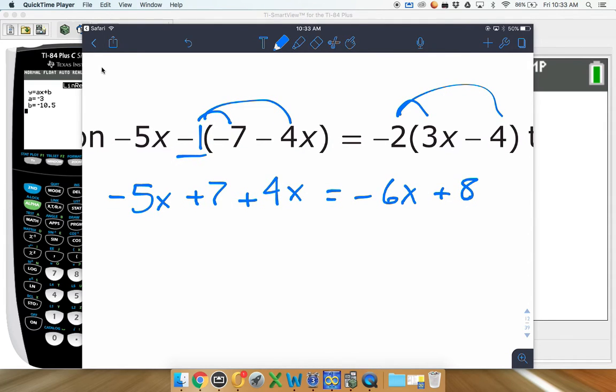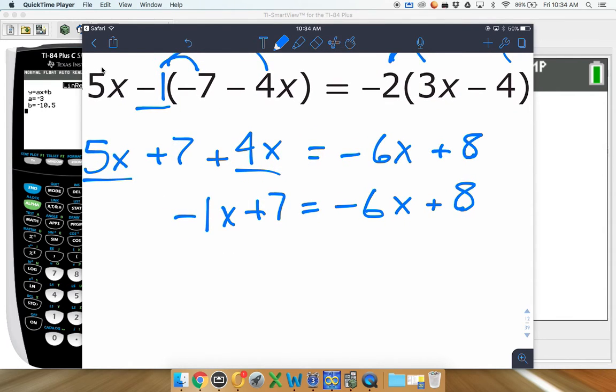Okay, now before I start moving things left or right or adding or subtracting from both sides of the equation, I'm going to combine my like terms right here. You got -5x, you got 4x, so that's -1x. And then you got the +7. There's no other like terms on the left-hand side of your equation. All right, next thing, I'm going to move this 6x. I want to cancel that out, so we're going to go +6x and +6x. So I'm going to go 5x + 7 equals 8.